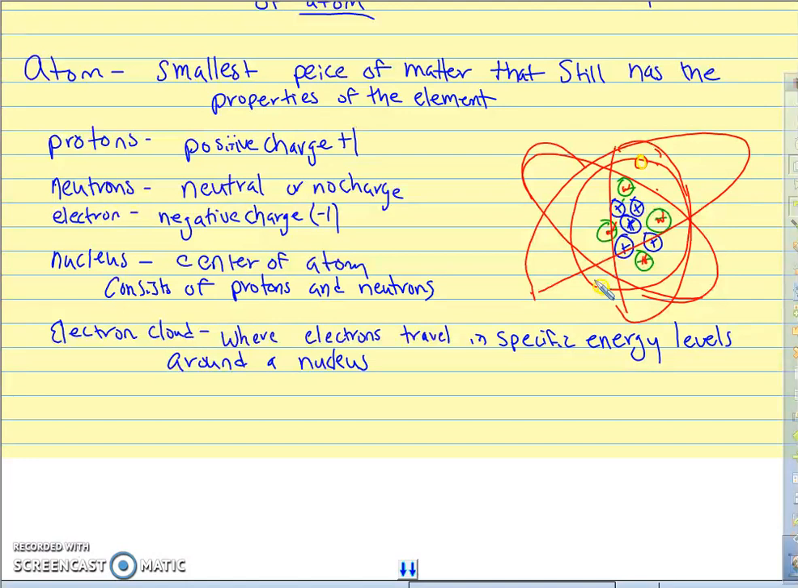I got to remember which one was my next shell, though. That's my craziness. We'll just do this one. So we're going to have our 3 electrons in there.